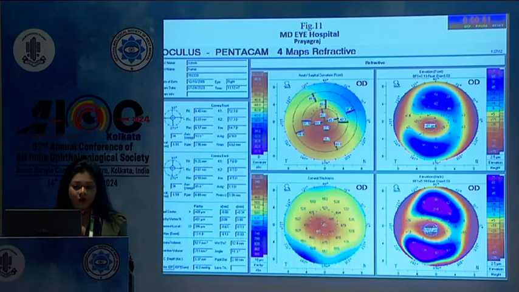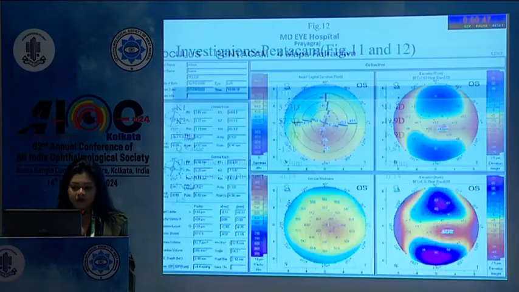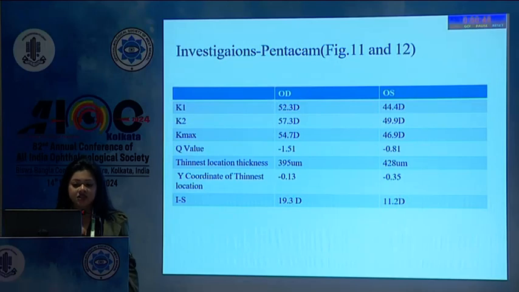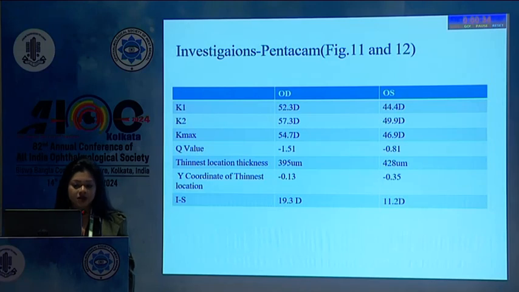This is the Pentacam of the right eye and Pentacam of the left eye. These are the insignificant findings. K1 of the right eye was 52.3, K2 57.3, Kmax 54.7 diopters, Q value -1.51. Thinnest location of the right eye was 395 micrometers. Y coordinate of the thinnest location was -0.13. Inferior superior asymmetry in the right eye was 19.3 diopters.